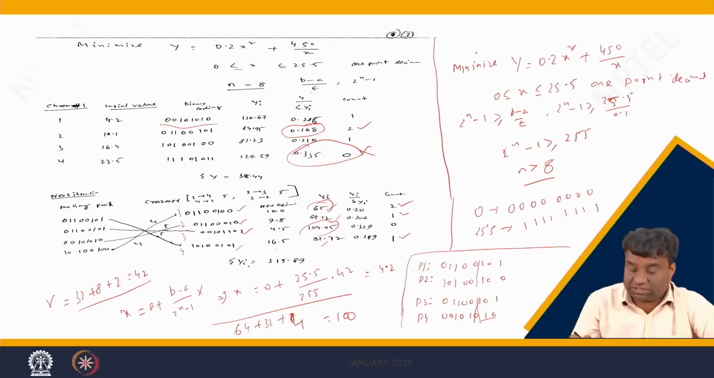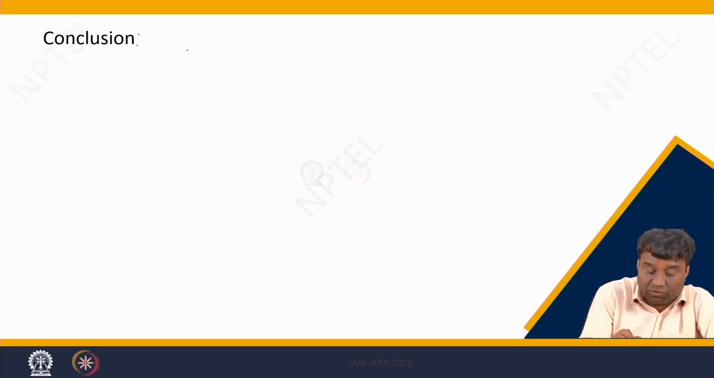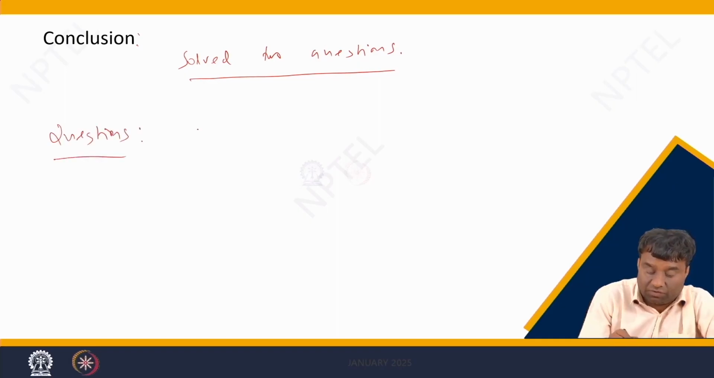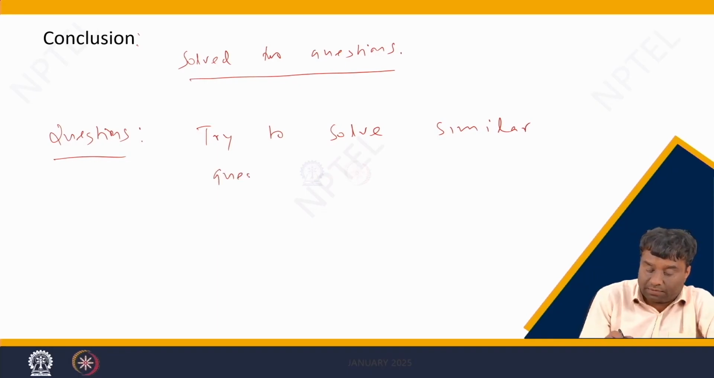So again we'll do the same crossover and mutation. In the next iteration we'll do the same crossover and mutation, so you will do further iterations. So in this class we have solved two questions. The question for today's class is to try to solve similar questions by genetic algorithm.